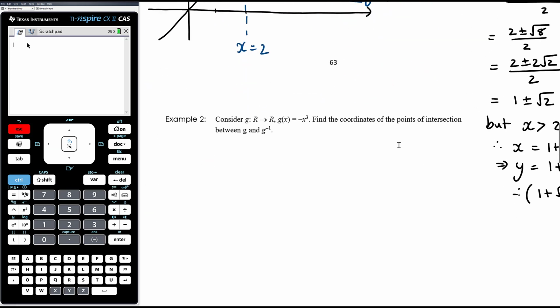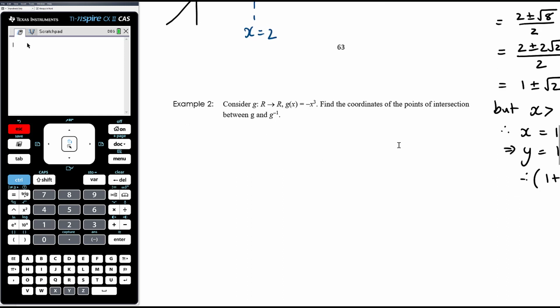Alright, example 2. Consider G, where G has domain R and rule G of x equals negative x cubed. This is the example I gave to you before. Find the coordinates of the points of intersection between G and the inverse of G.